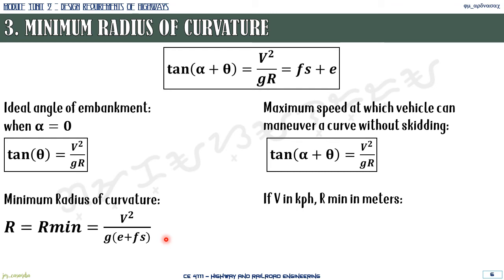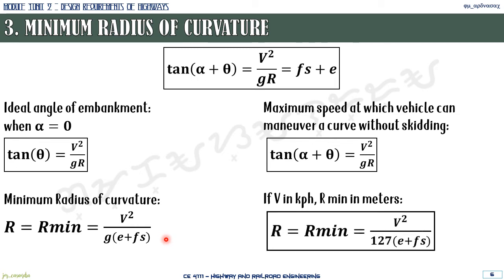If we have mixed units in our equation, meaning the speed is given in kilometers per hour and the radius is in meters, then our equation for the minimum radius of curvature will be equivalent to V squared all over 127 times E plus Fs.